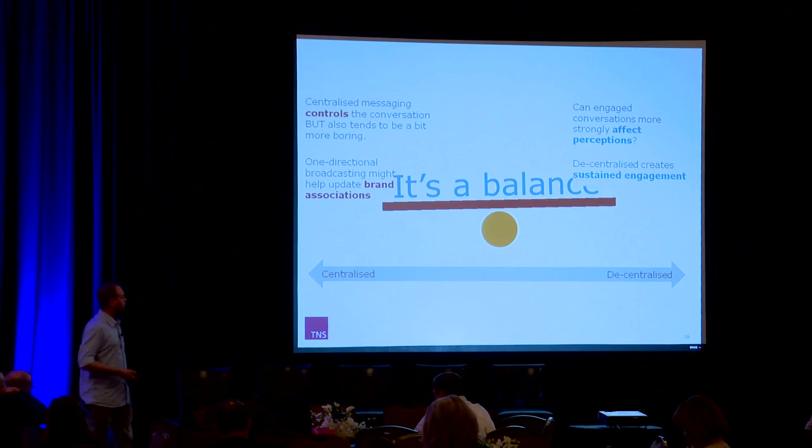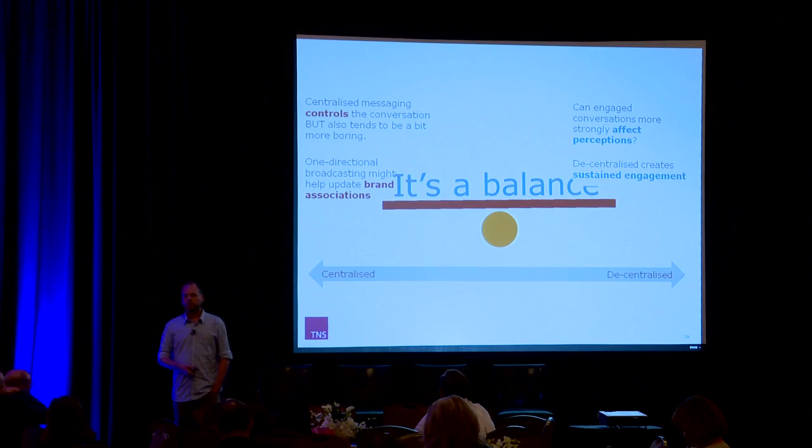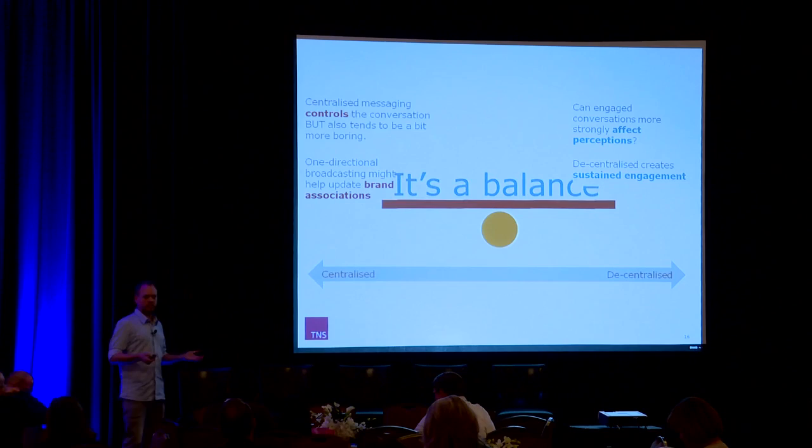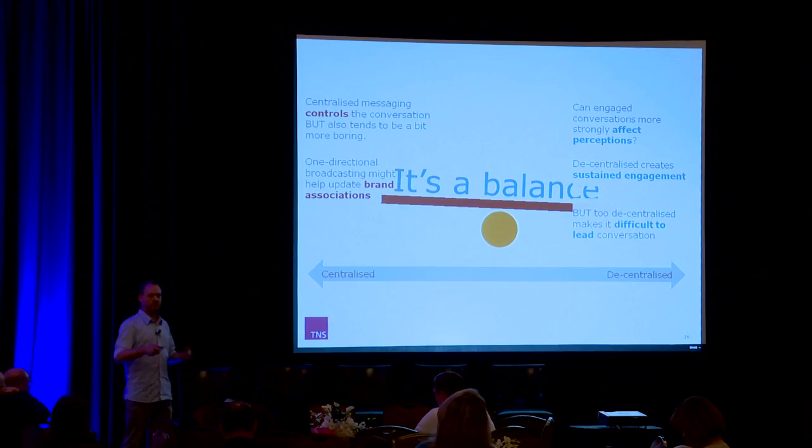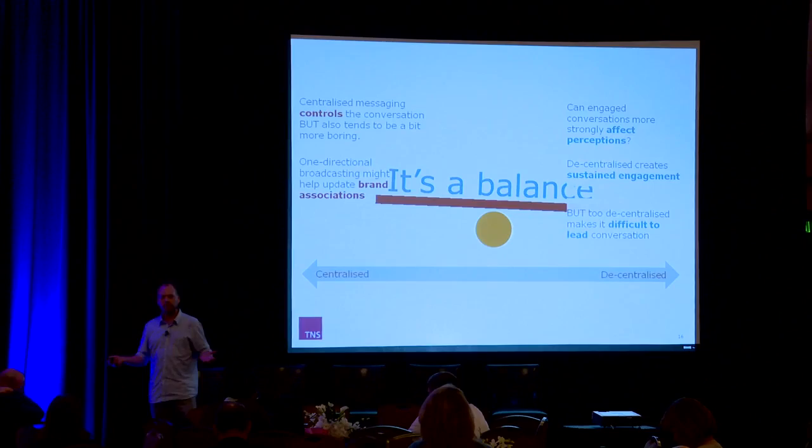And what's nice about having a more decentralized footprint for your brand is that it creates sustained engagement. By the nature of being decentralized, it means that there are multiple constituencies involved, often enthusiast constituencies who are there talking about the brand because they love it, or the category, or whatever the case may be. But you can have the scenario where it can actually be very difficult to lead that conversation, or in the worst case scenario where that conversation can actually run away from you, and you lose control of it totally. And we see that in terms of PR nightmares all the time. So it is a balance. It's not one or the other.